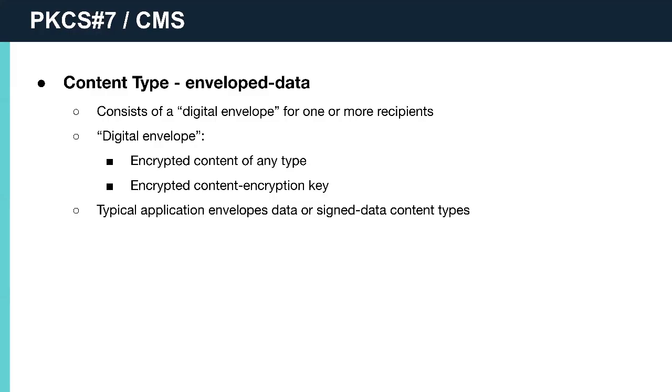The next type is envelope data. So this is literally, you can think of it as a digital envelope for one or more recipients to receive. A digital envelope is encrypted, and the content type can vary of that encrypted data. And then it includes the encrypted content encryption key. So the receiving party can decrypt the key to decrypt the content. The typical application we've seen of this is where you're enveloping either data or signed data content types.